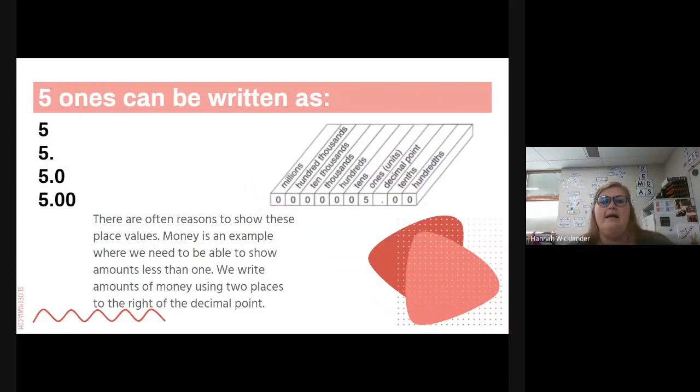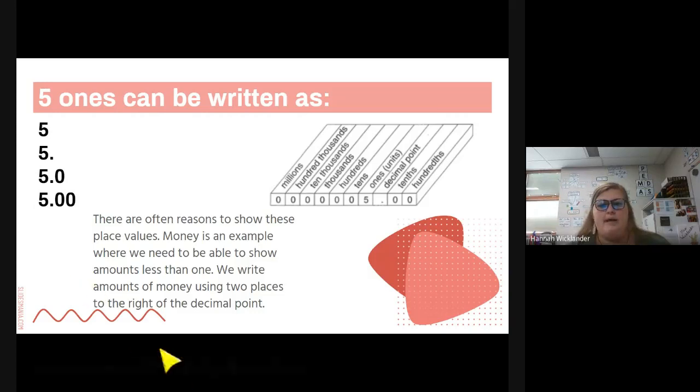So you have 5 ones or a $5 bill. You can write that as 5 decimal point, 5 decimal point 0, or 5 decimal point 00. There are often reasons to show these place values, but with money, we're going to be working with the 5.00. So we'll be working with everything 2 places after the decimal point and on.